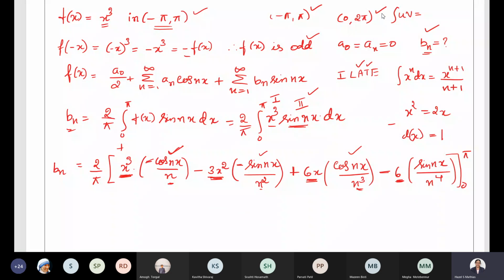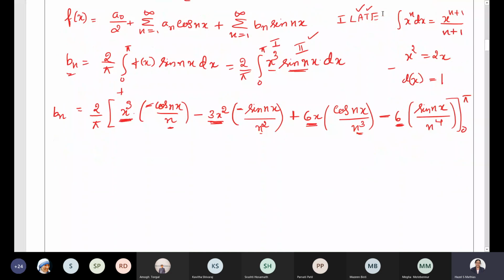Okay, now what shall we do? We should put the limits. And there are some terms which will become 0. See the limits. Limits are pi and 0. And we know sin n pi and sin 0 both are 0. So that's why this term is already 0. Directly you can put 0 because sin n pi and sin 0 values are 0. That's why the second term and the fourth term will be 0.